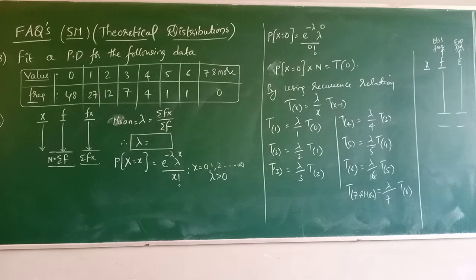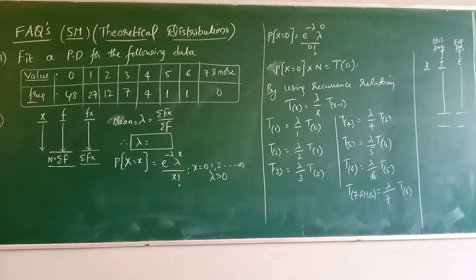Now for finding the successive frequencies in a Poisson distribution, we use a recurrence relation. What is the relation? T of x equals lambda by x into T of x minus 1. This is the relation. Remember this formula. It's a kind of formula only. So the recurrence relation is T of x equals lambda by x into T of x minus 1.